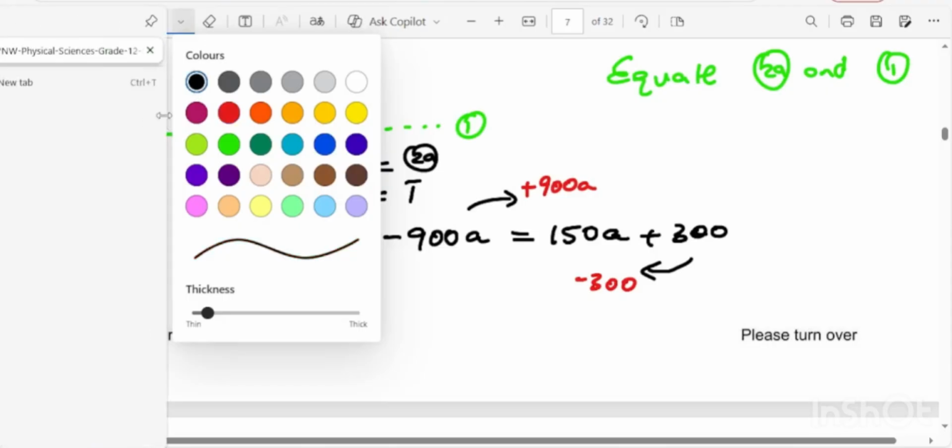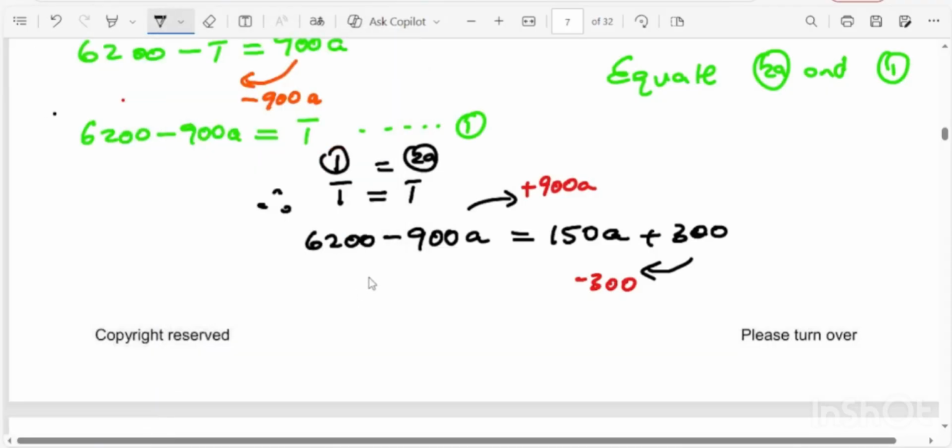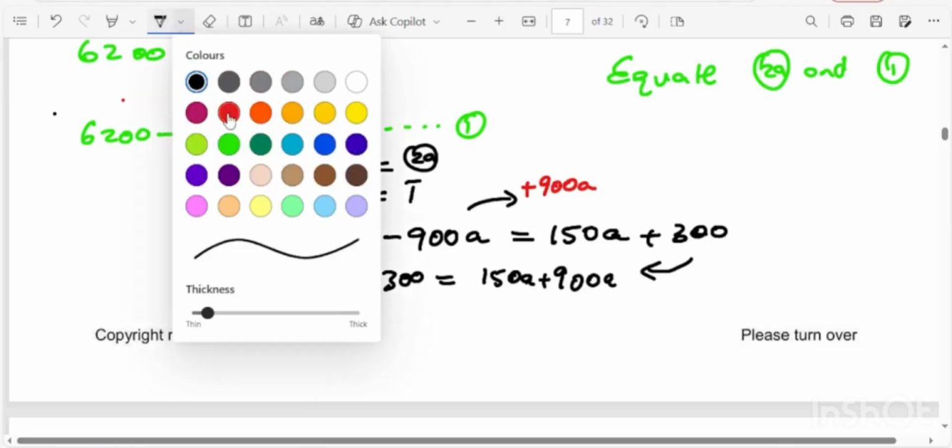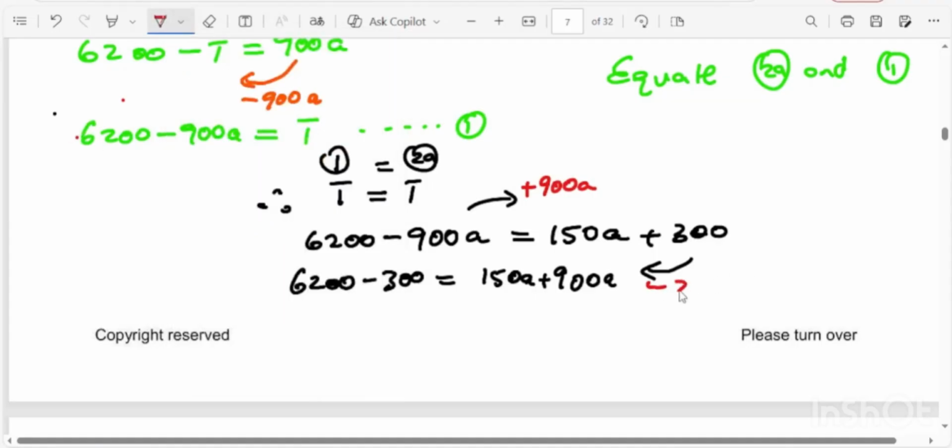So now, if I check this, I have to say 6,200. I'm going to minus 300. Equate this to 150a plus the 900a. So let's quickly fix that. Okay, so this will be 900a. Then we still have that to show that the 300 goes on the other side to be negative 300.